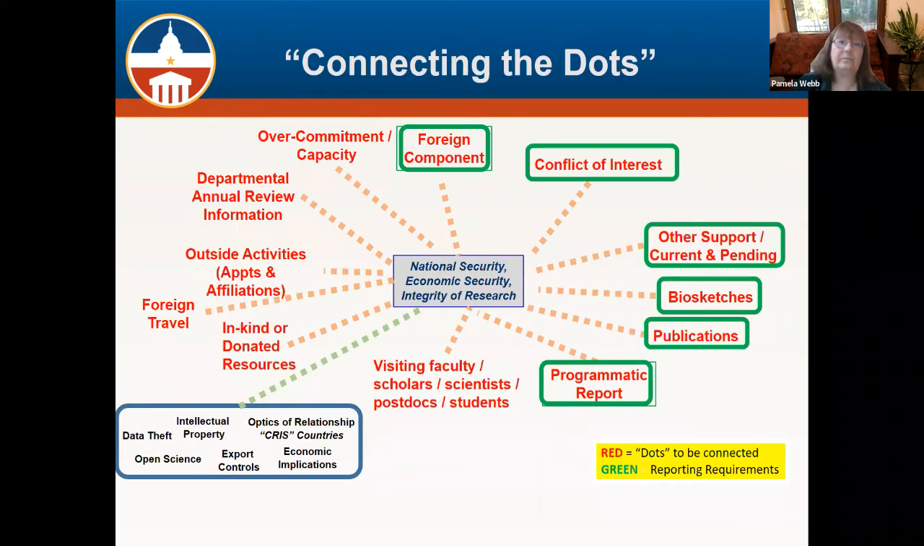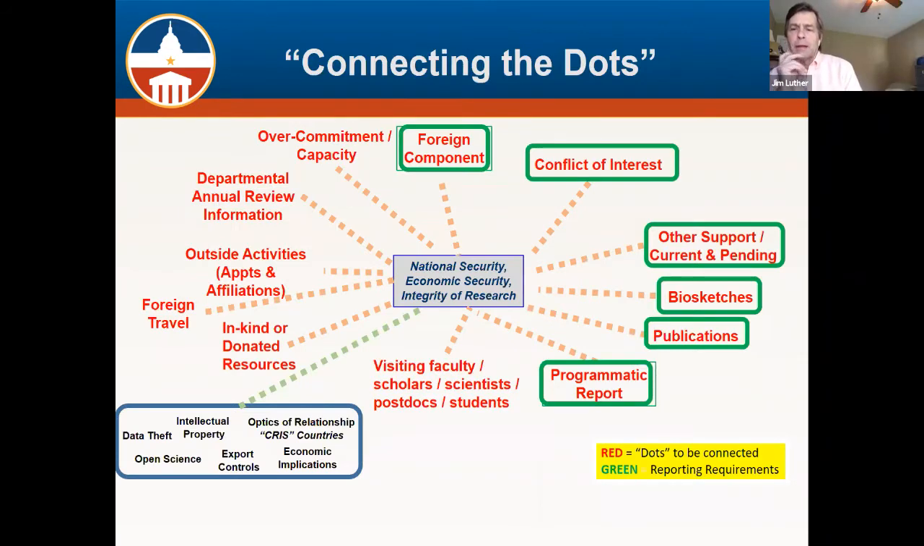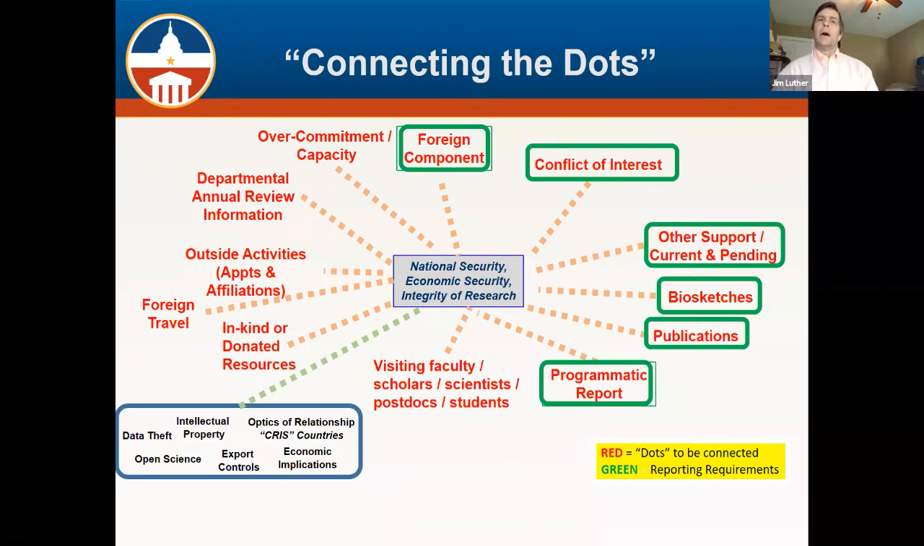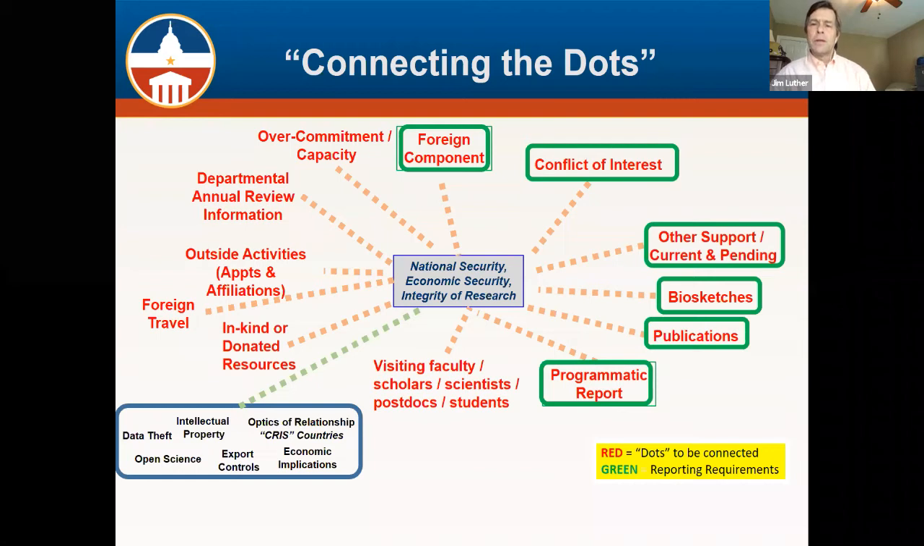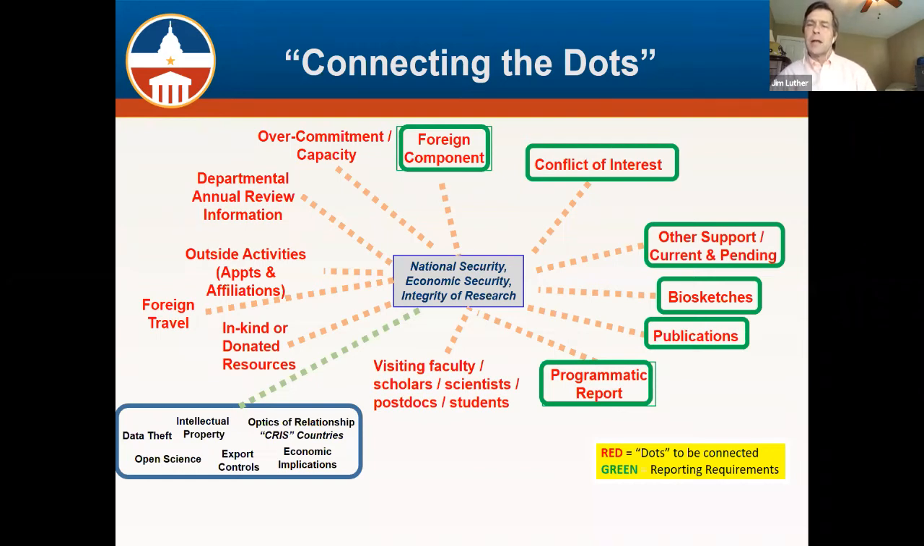Jim? Thanks, Pamela. So what do we mean by connecting the dots? We've had a version of this slide that we've used probably for 12 to 18 months now, and it didn't have nearly as many dots to be connected until the last couple of months. What this is meant to represent is that as we talk about foreign engagement or foreign influence, we're first of all really talking about those things in the middle box. What are those things that we can do to ensure that we protect national security, economic security, and the integrity of research? And then those things in red are the dots.